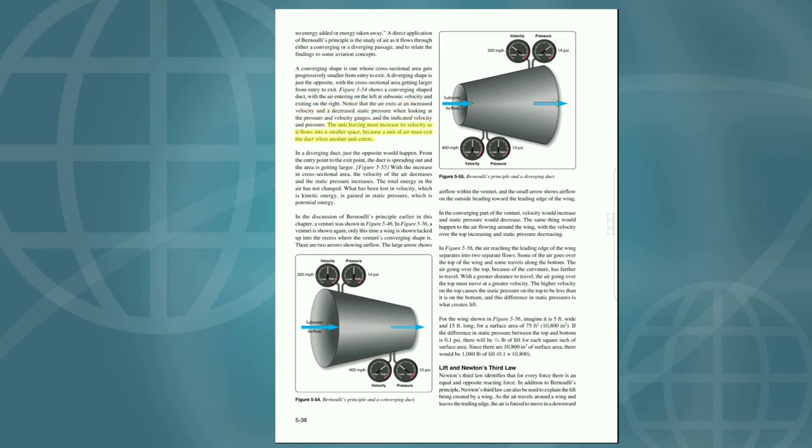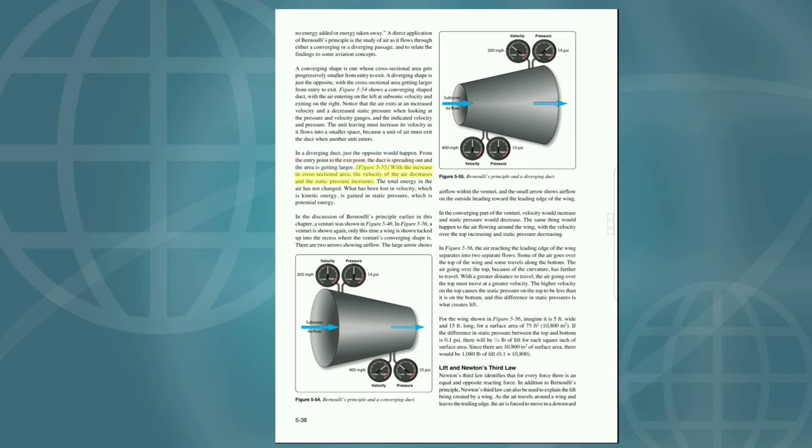The unit leaving must increase its velocity as it flows into a smaller space, because a unit of air must exit the duct when another unit enters. In a divergent duct, just the opposite would happen. From the entry point to the exit point, the duct is spreading out and the area is getting larger.